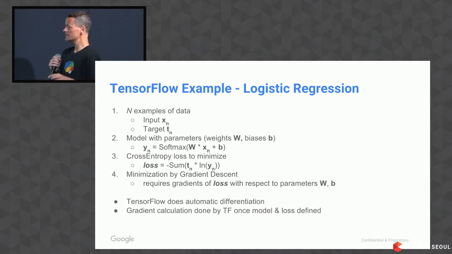So in TensorFlow, we could almost type this in as is, and TensorFlow would do most of the rest, right? So TensorFlow does automatic differentiation of these expressions. And the gradient calculation is done by TensorFlow once the model and the loss is defined.